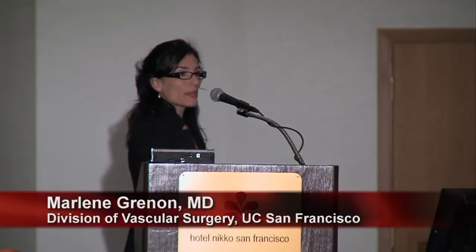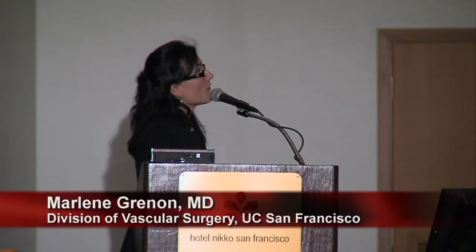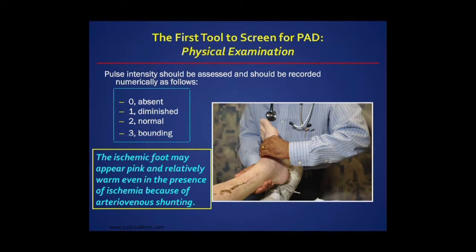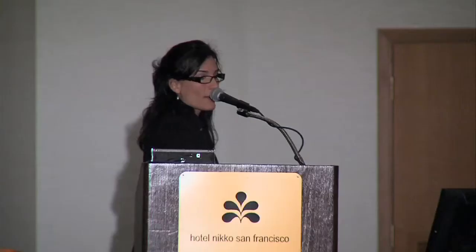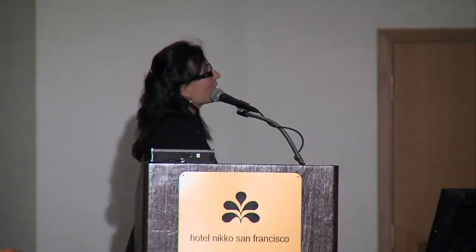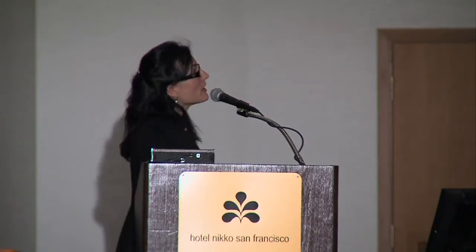So the first place would be to do a physical examination, and we should not be fooled by the fact that the foot may appear pink and relatively warm, which is very common in the presence of arteriovenous shunting. We often have debates in terms of what's the best screening tool.